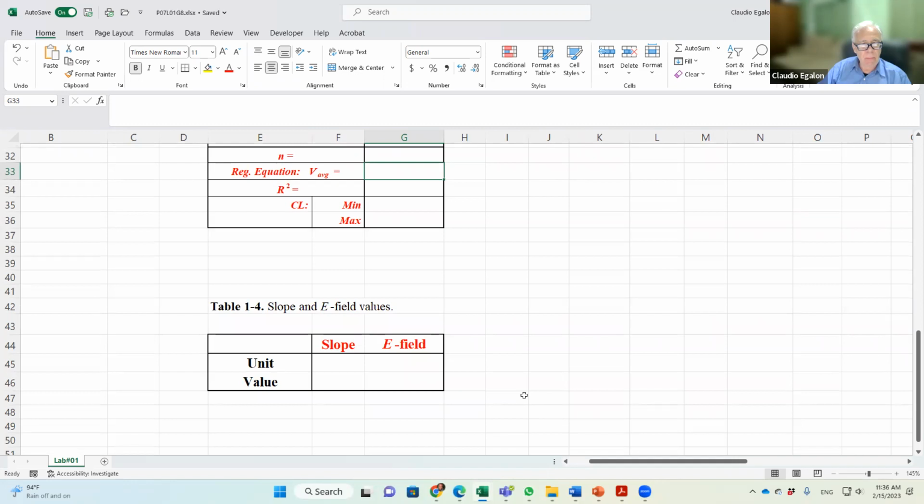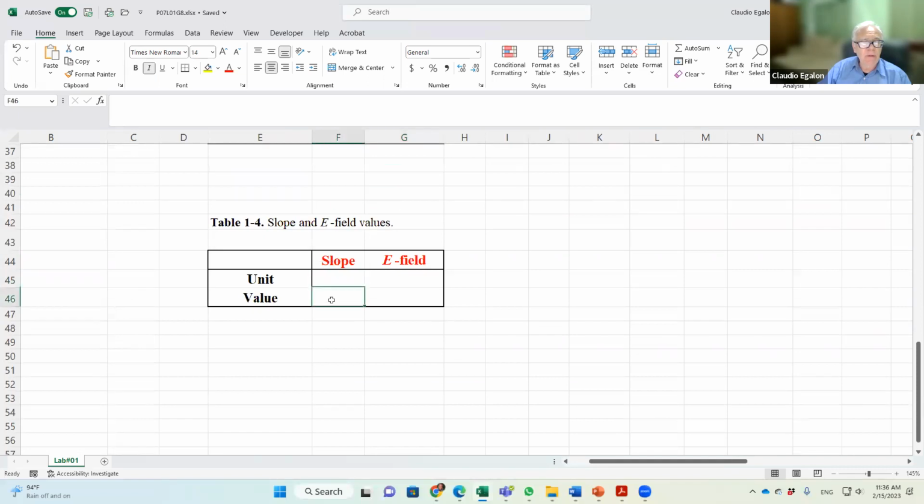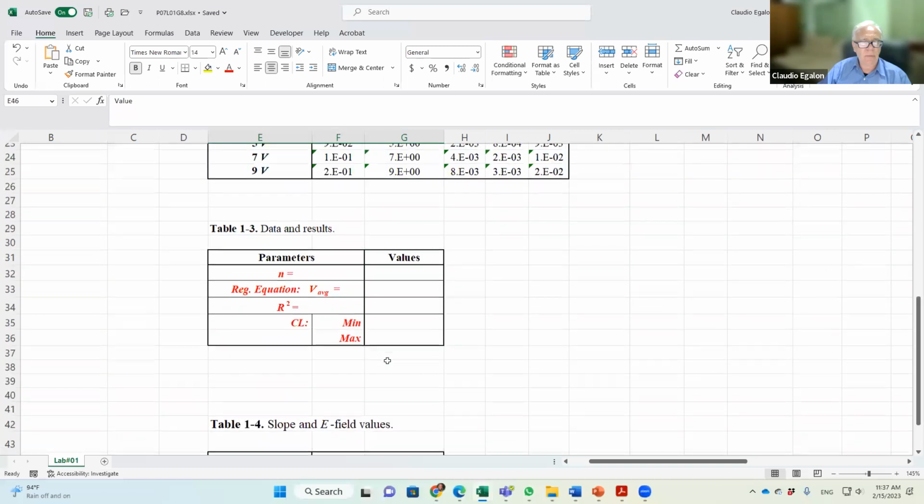1136 here, and finally the unit of the slope. You write down the electric field here and the numerical value of the electric field. Unit of the slope and the electric field, the value of the slope and the value of the electric field.